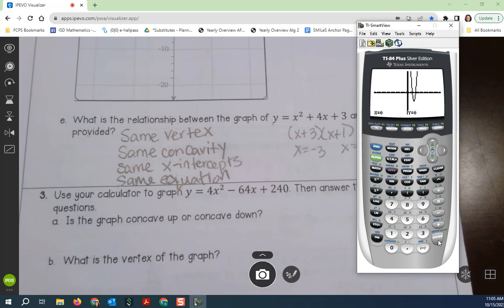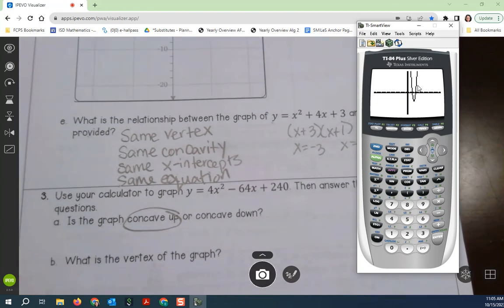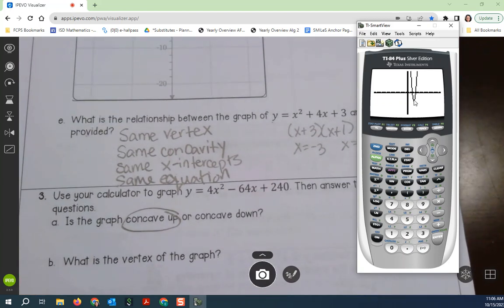Kind of works. Okay. Or you could also just manually adjust your window. So is the graph concave up or concave down? So you can see that it's opening up, so we say it's concave up. All right, the vertex is down here, and it's hard to tell exactly where it is, but we can try to find that minimum value.